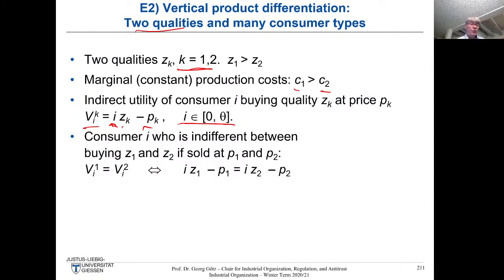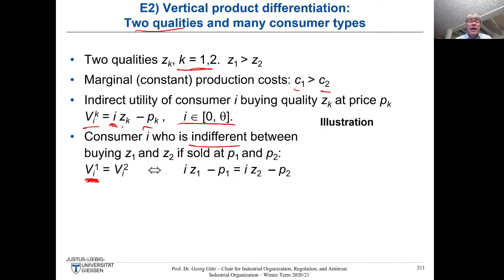And what we already know from our discussion, for instance, of the Hotelling model of spatial competition, the locational model, is that we want to look at the pivotal or indifferent customer. We want to look at this customer I who is indifferent between the two qualities. This customer is indifferent if the indirect utility from quality 1 is the same as the indirect utility from quality 2. Simply, this means that I times Z1 minus P1 is equal to I times Z2 minus P2.